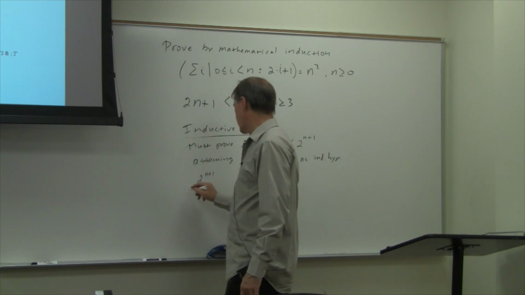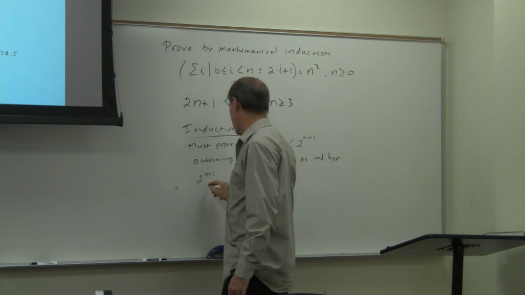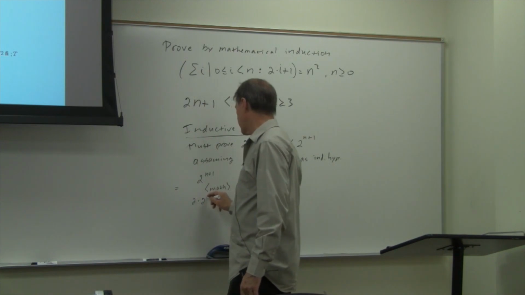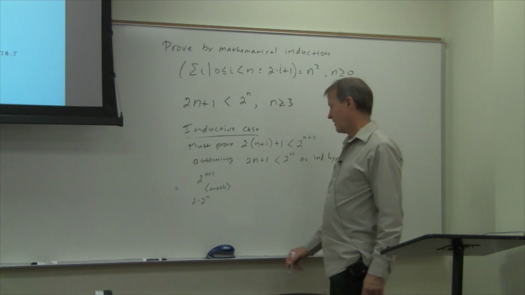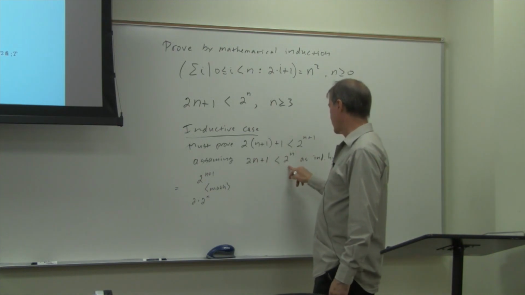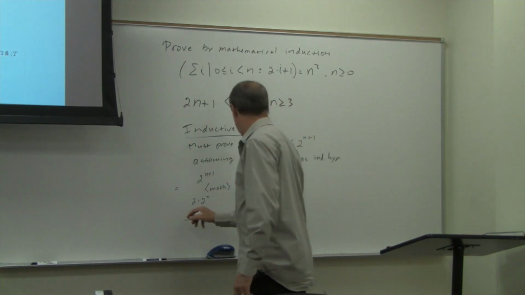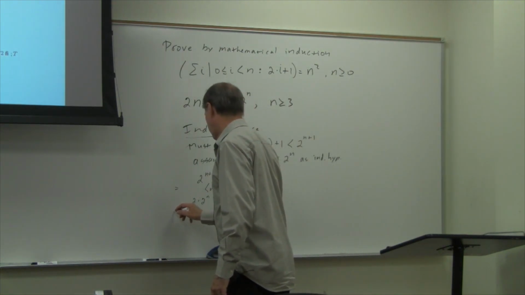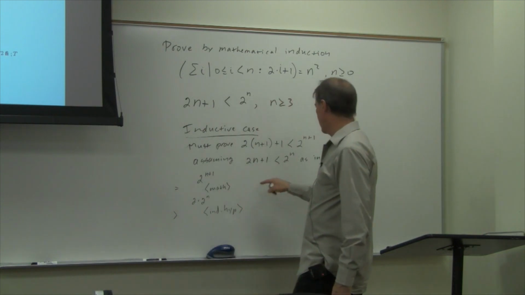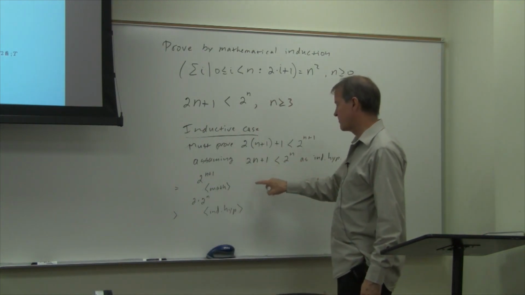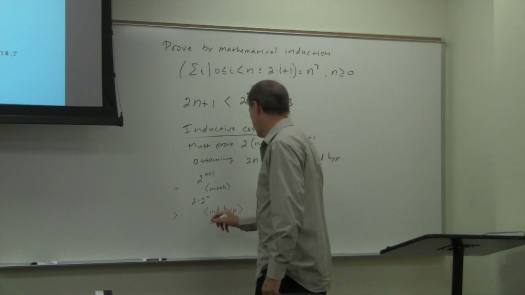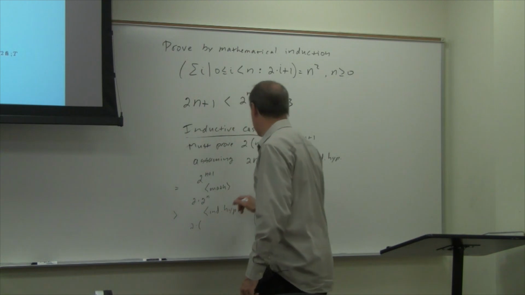So 2 to the n plus 1 equals, by math, 2 times 2 to the n. Is that right? Yeah. And now we can use the inductive hypothesis. This is greater than, by the inductive hypothesis. We know that 2n plus 1 is less than 2 to the n, so 2 times 2 to the n must be greater than 2 times 2n plus 1, right?